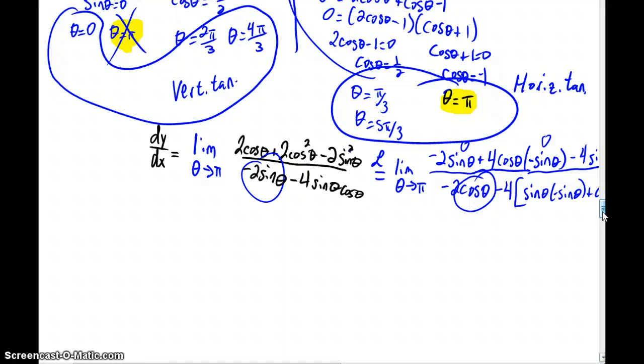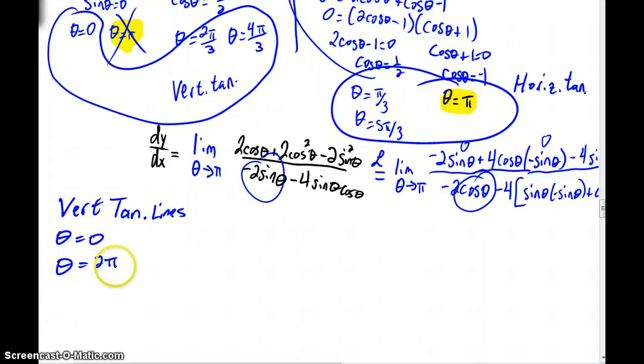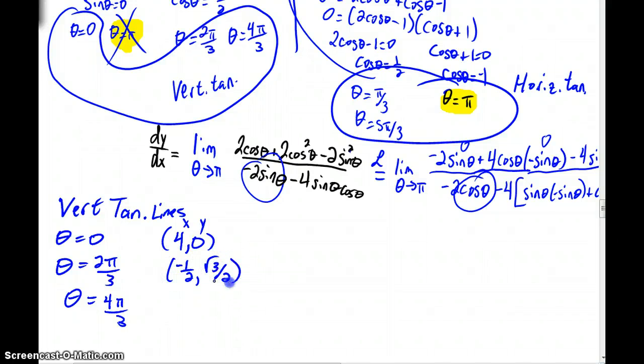But vertical tangent lines. We have vertical tangent lines when theta was equal to 0, theta was equal to 2 pi over 3, theta was equal to 4 pi over 3. Well, if you plug those angles into the formulas that we highlighted up there, we'd have the ordered pairs Cartesian x comma y: 4 comma 0, negative 1/2 comma root 3 over 2, negative 1/2 comma negative root 3 over 2.